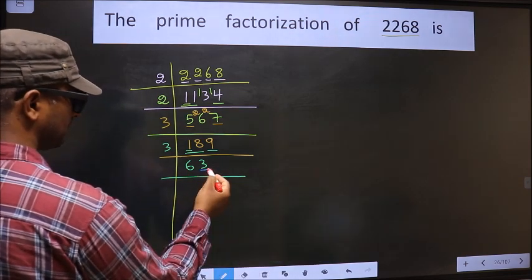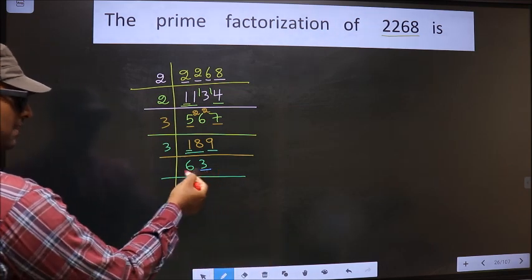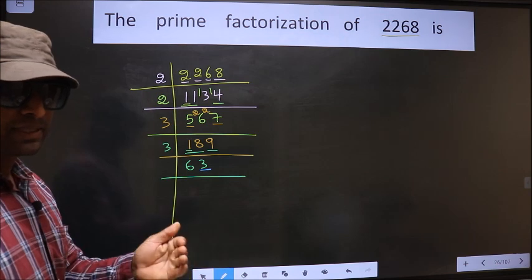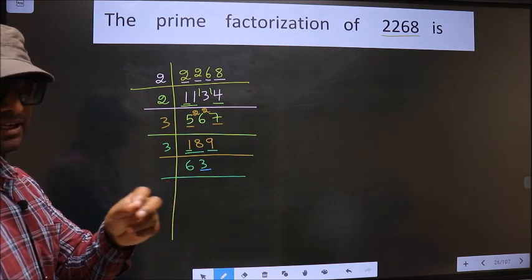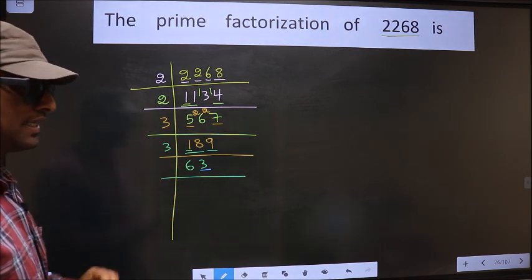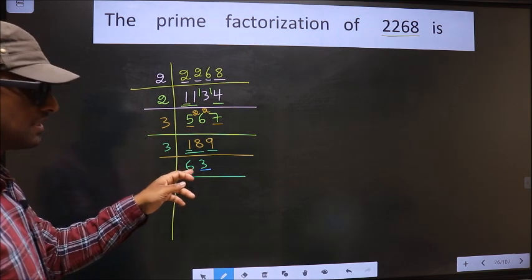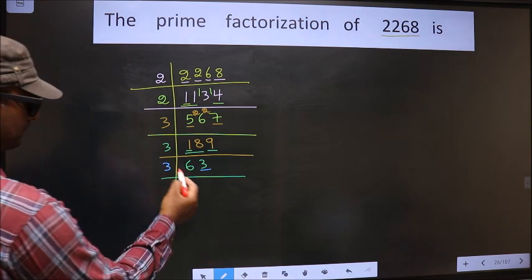Now for this number, here we have last digit is 3, which is not even. So this number not divisible by 2. Next prime number 3, to check divisibility by 3, for that we should add the digits. That is 6 plus 3, 9. Is 9 divisible by 3? Yes. So this number also divisible by 3. So we take 3 here.